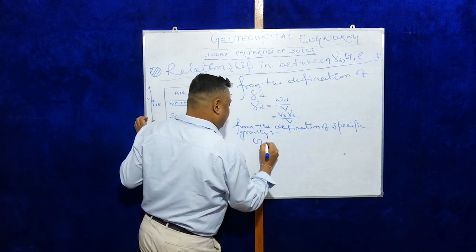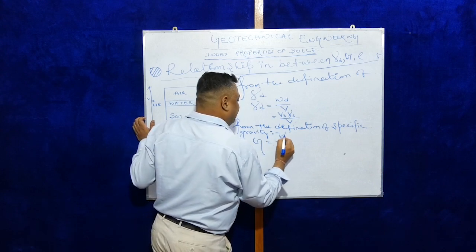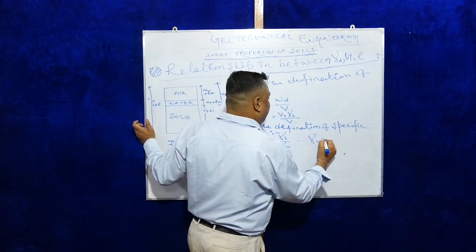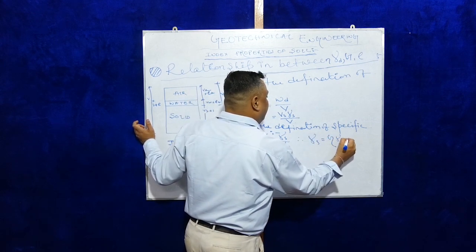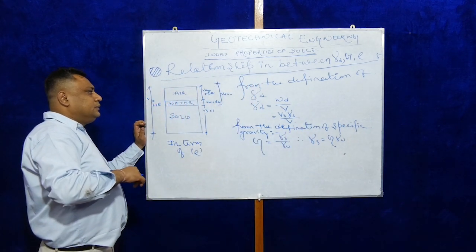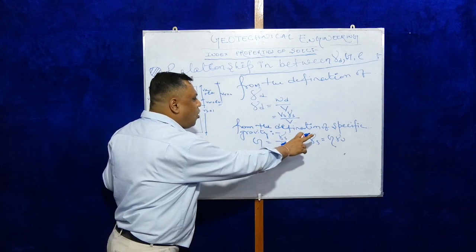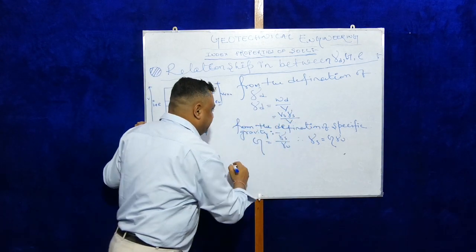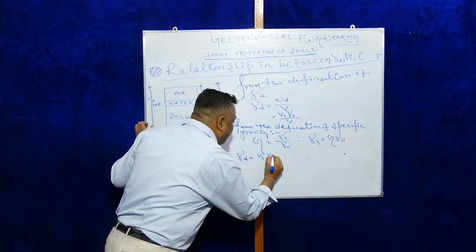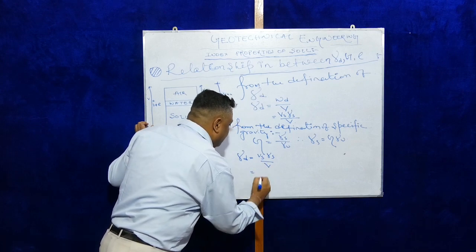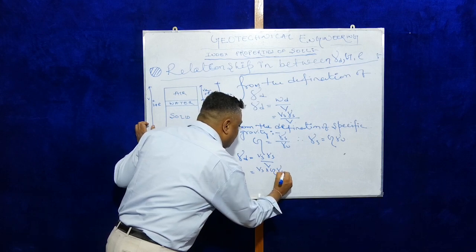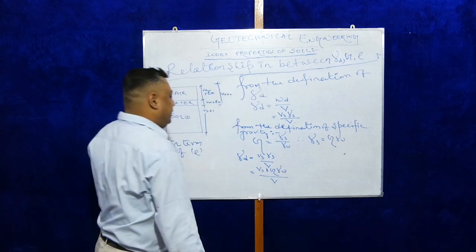What is specific gravity? It is the ratio of unit weight of soil solids to the unit weight of water. Therefore, unit weight of soil solids is equal to specific gravity times unit weight of water. Now, putting the value of gamma s in this equation. Now, gamma d is equal to what? Vs into gamma s by V. Now, Vs into gamma s is equal to G into gamma W by V.